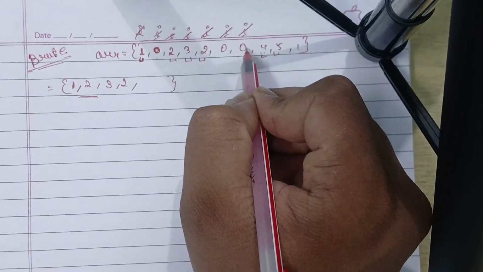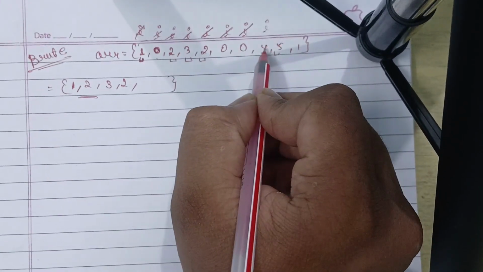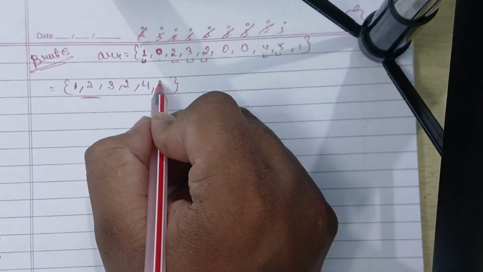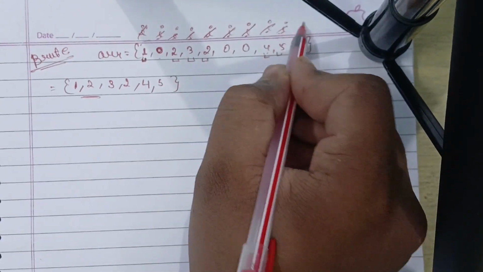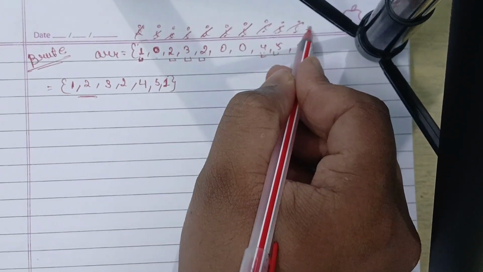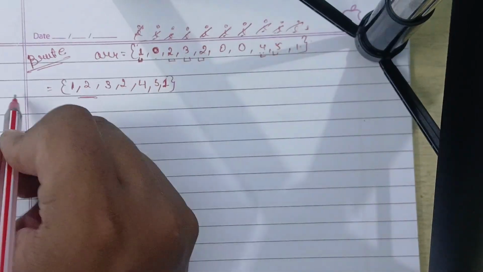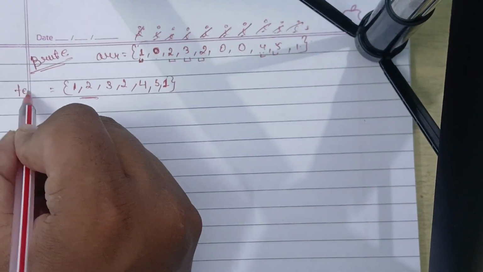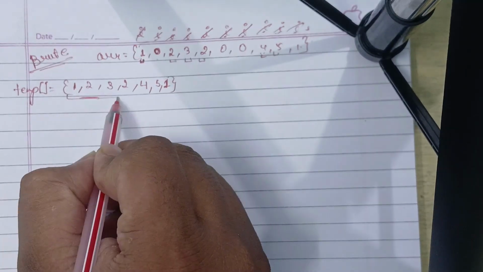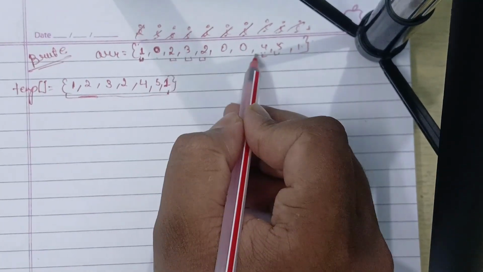Move forward, 0 will be ignored. Move forward 4, non-zero element, put it in the array. Move I, 5, put it in the array. Move I, 1, put it in the array, and you have finally reached the end. So no more iteration, and this is, you can say, the temp array. This is the number of elements that were non-zero in this particular array.